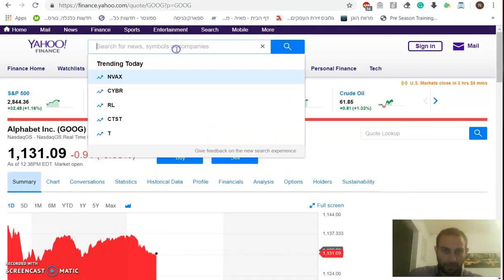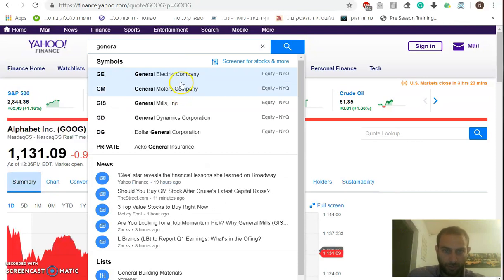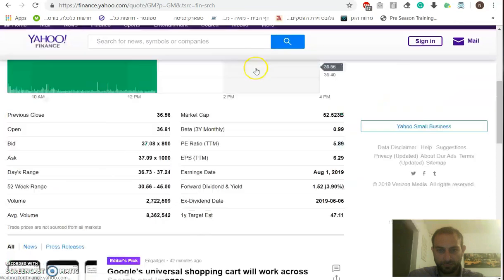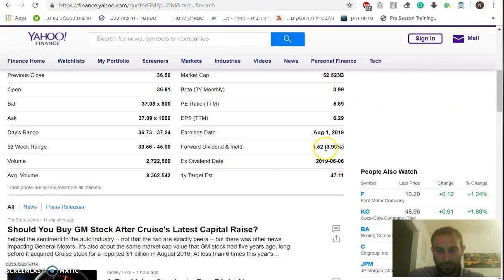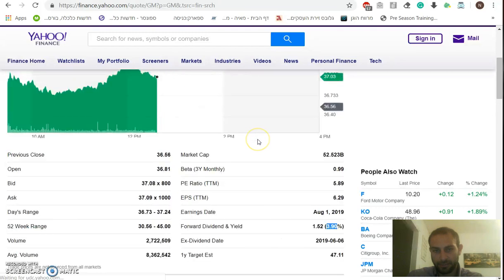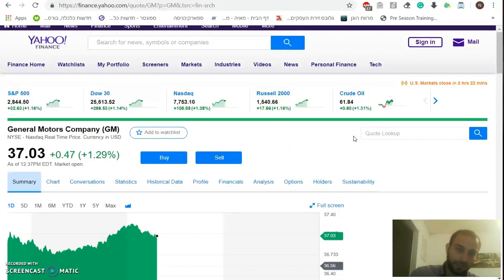Which company do we know for sure is paying dividends? Let's check General Motors. You can see they pay 3.9. All right, it doesn't really matter. It just means that you'll get 3.9% on your money to your pocket during the year. It means that even if the stock drops a few percent, not a lot, but a few percent, there is this money for you to cover your losses. So this is something to consider if you don't like to take risk.